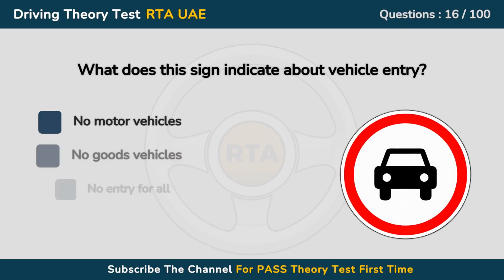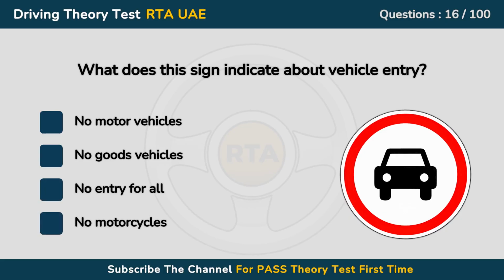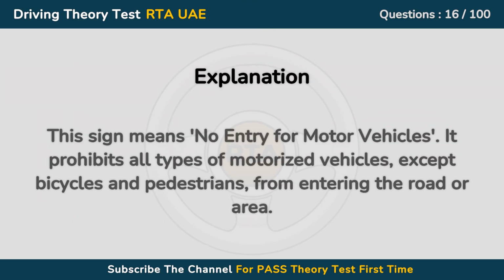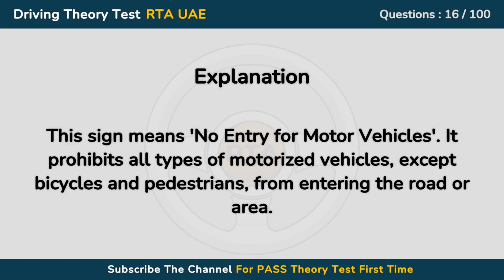Question 16. What does this sign indicate about vehicle entry? A. No motor vehicles. B. No goods vehicles. C. No entry for all. D. No motorcycles. Answer is A. No motor vehicles. This sign means no entry for motor vehicles. It prohibits all types of motorized vehicles, except bicycles and pedestrians, from entering the road or area.